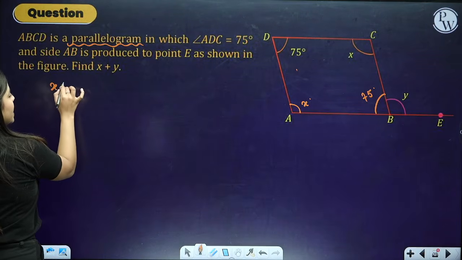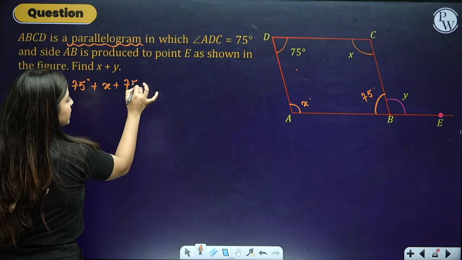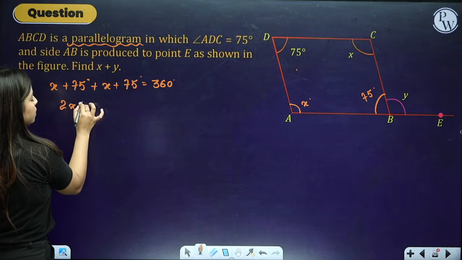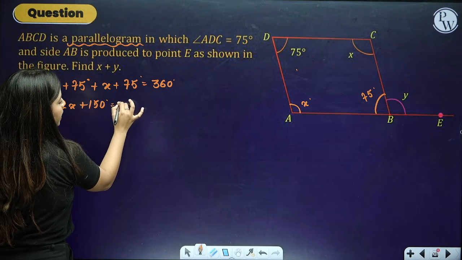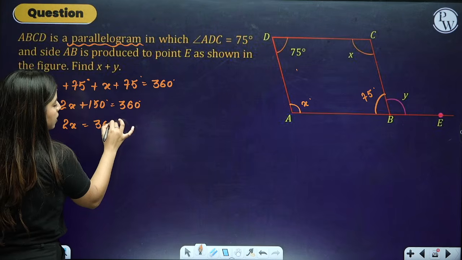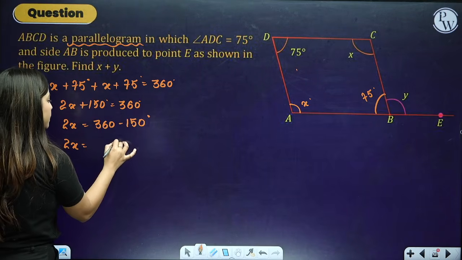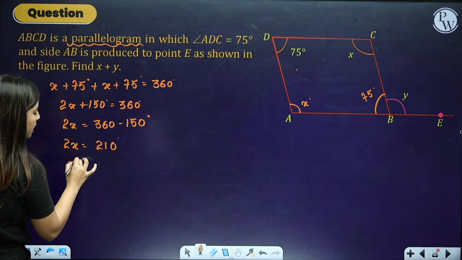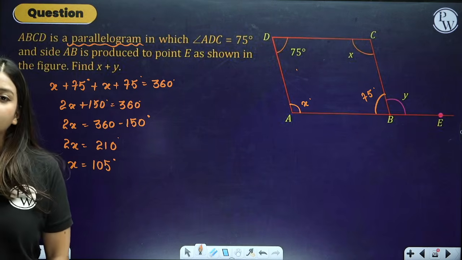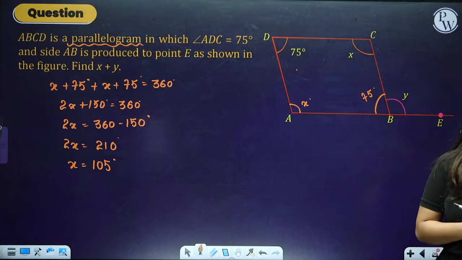We know that x plus 75 degrees plus x plus 75 degrees is equal to 360 degrees. So 2x plus 150 degrees is equal to 360 degrees. 2x is equal to 360 minus 150 degrees. 2x is equal to 210 degrees, and the value of x comes out as 105 degrees. So what is the value of x? The value of x comes out as 105 degrees.